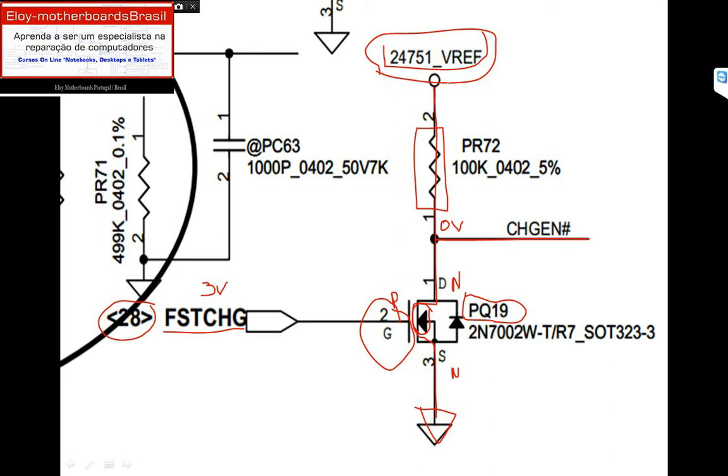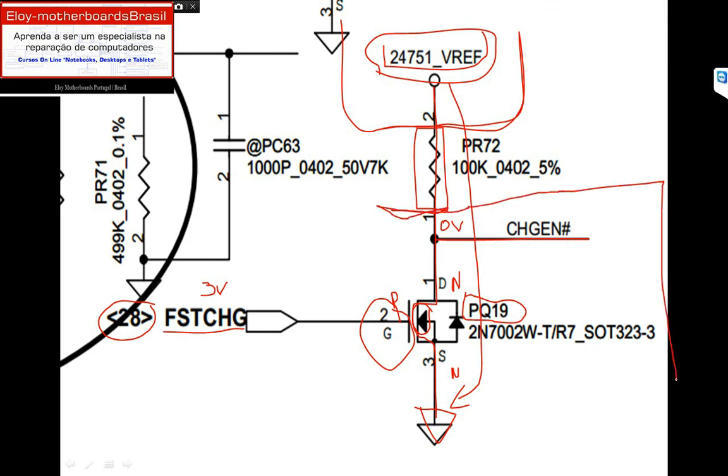Why? Because everything would be taken to GND, okay. So this resistance right here protects all this circuit above, okay, all this circuit up. The only circuit that will be with 0 volts is from terminal 1, from resistor PR72 down, okay. All this area here will be with 0 volts.